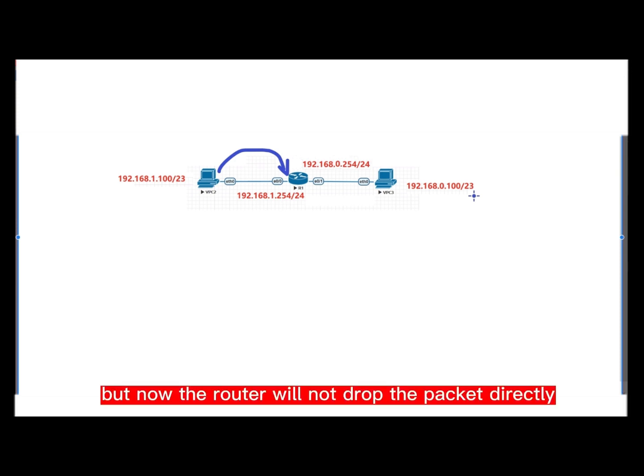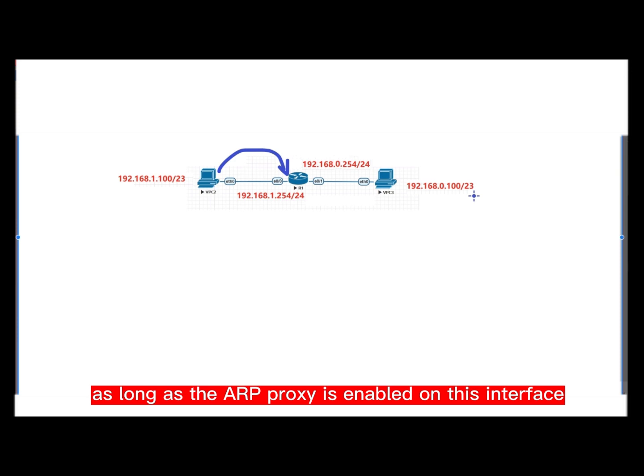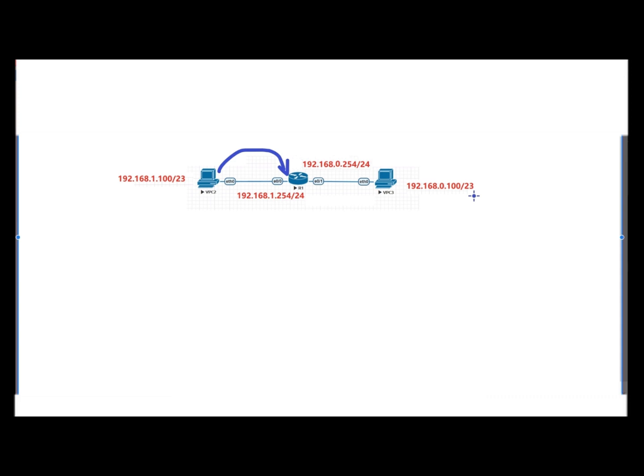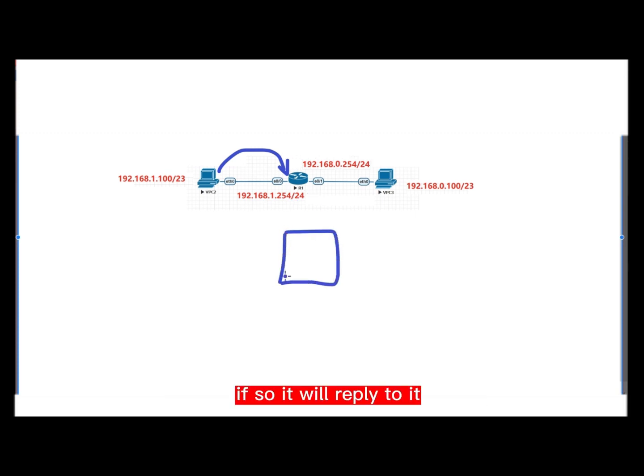But now the router will not drop the packet directly. As long as proxy ARP is enabled on this interface, it will not directly drop the packet. It will look at who the message is looking for to ask for the MAC address. It is now looking for 0.100. Then it checks to see if there is any entry. If so, it will reply to it. But if not, it will activate its own ARP proxy function to help the equipment.